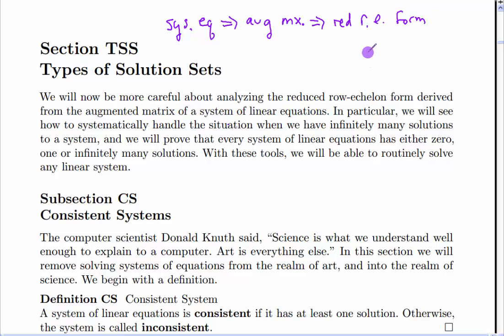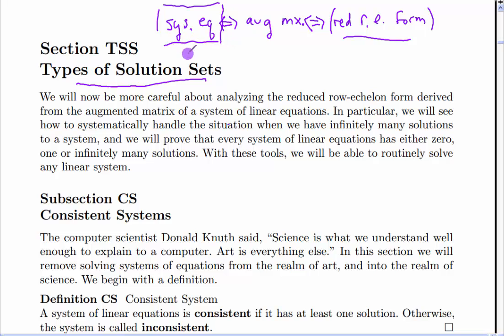Well, now we want to characterize the possible types of solution sets for a system of equations. And what we're going to do is characterize that by looking at the reduced row echelon form, because we can not only go this way, but we can go backwards. We know that every augmented matrix has a unique reduced row echelon form, and every system of equations has a unique augmented matrix. So if we characterize the solution set corresponding to this reduced row echelon form, we've characterized the solution set for the system of equations.